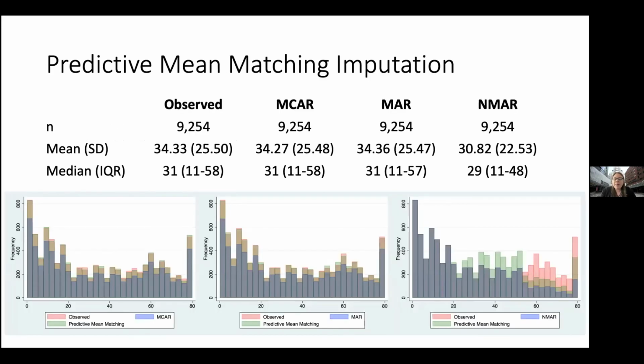So I implemented predictive mean matching within the NHANES data set, and you can see that our parameter estimate and our standard deviation are pretty good under the MCAR and MAR situations. Not bad, not great though, for not missing at random. So again, we're getting over a little bit of the problem of not missing at random, but that would still probably be considered a biased estimate. You see the distribution of the data matches pretty well.